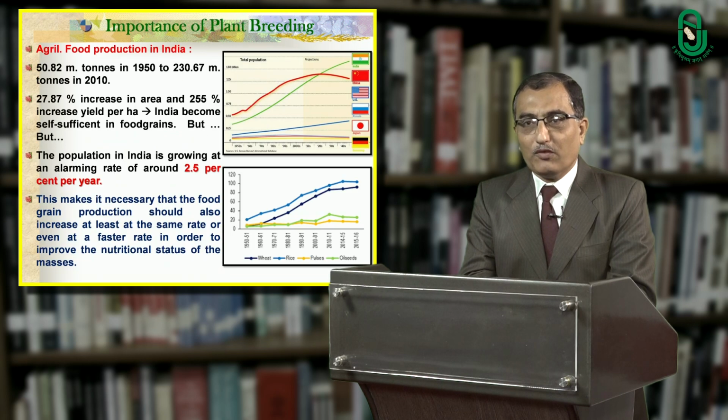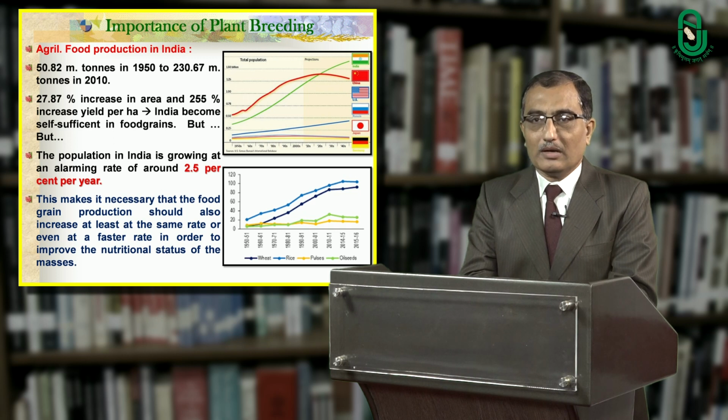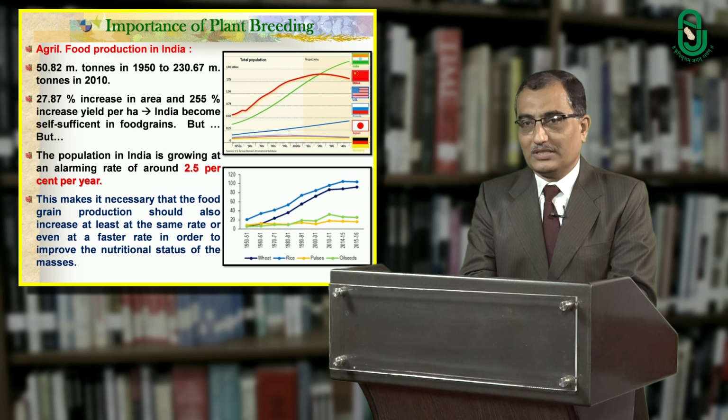As you know, before we learn about the activities of plant breeding, why plant breeding has to be studied. Agriculture production is increasing day by day. Simultaneously, the human population is also increasing. Our agriculture production in the year 1950 was 1582 million tons, which was 230 million tons in 2010. That means a 27.87% increase in the area and a 255% increase in the yield became possible.